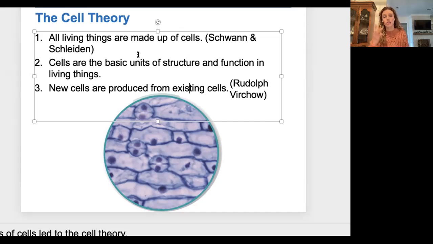Okay, so then number 3 is new cells are produced from existing cells. So Virchow is one of the last scientists that we're going to talk about this unit. And so basically he said that cells are morphing. So this is how we got to see mitosis and meiosis were actually occurring. So we were making new cells from existing cells.